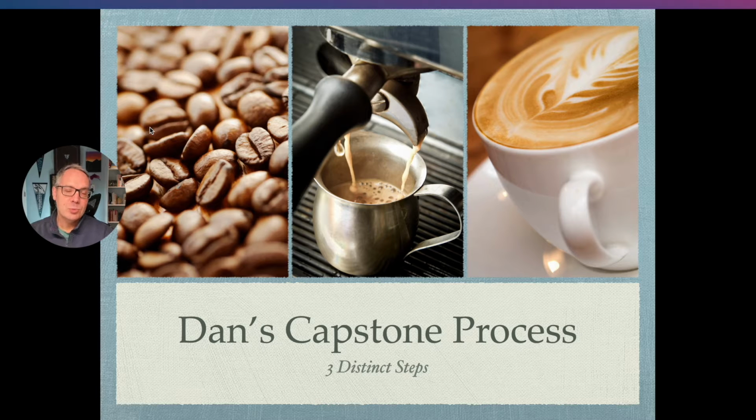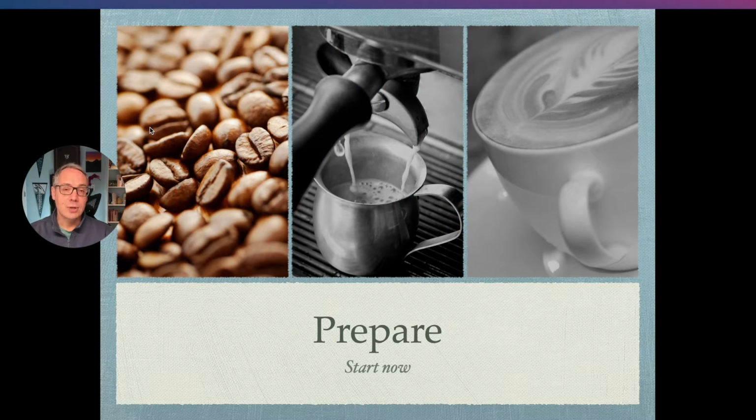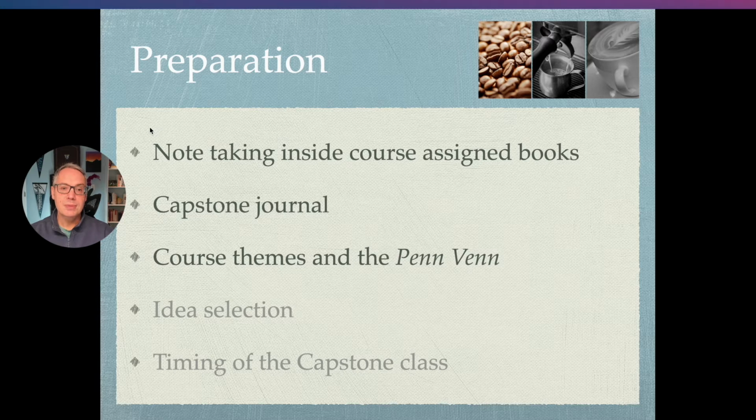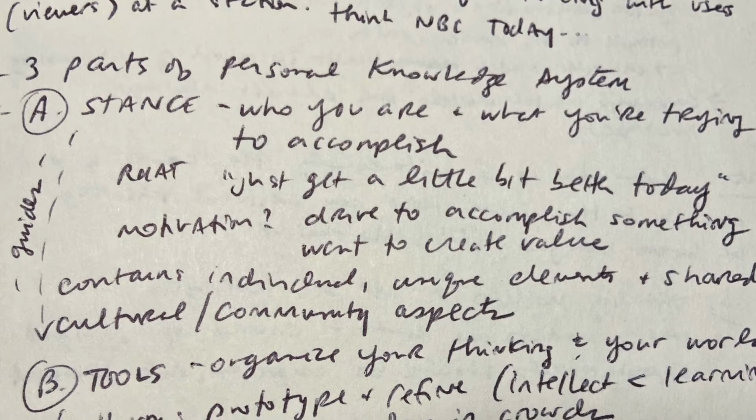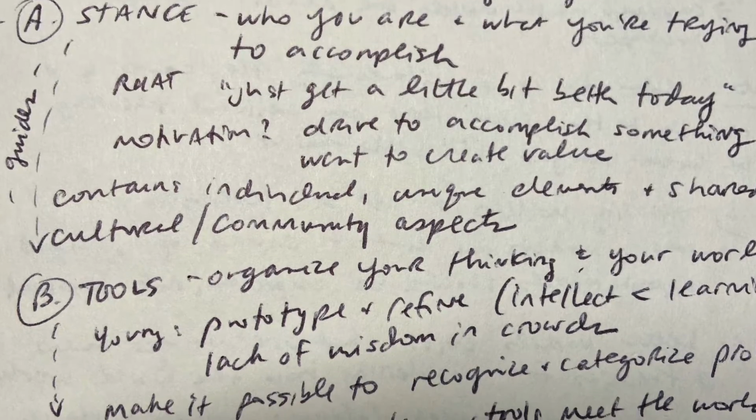For me, the capstone process really has three distinct steps. The first is all about preparation, and in my advice, you should prepare and you should start now. Preparation begins with note-taking inside assigned course books for me. To give you an example of what I'm talking about, if I look at The Opposable Mind, one of the books that I was assigned to read as part of Devil's Advocate or Dynamics 551, you can see that I've used the inside of my book for extensive note-taking.